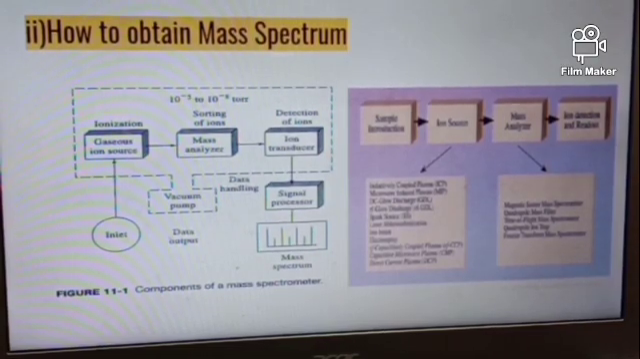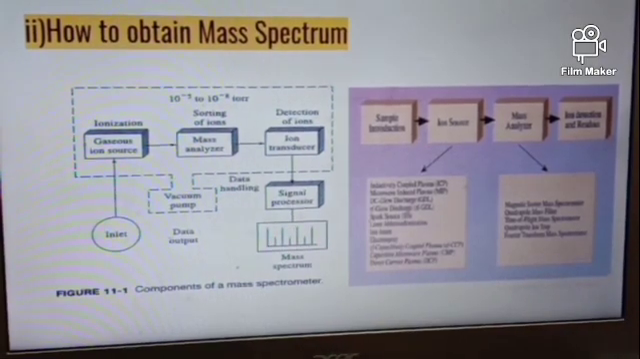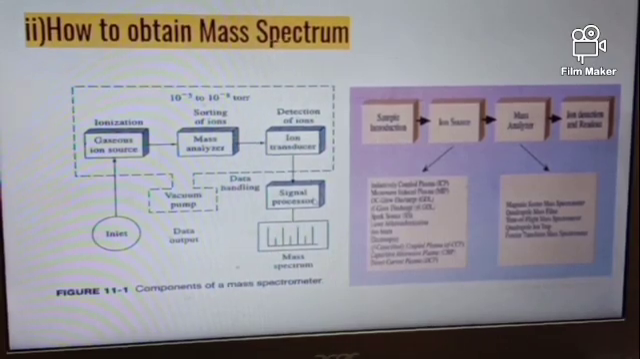So my part is about how to obtain a mass spectrum. This page will describe how a mass spectrum is produced using a mass spectrometer.